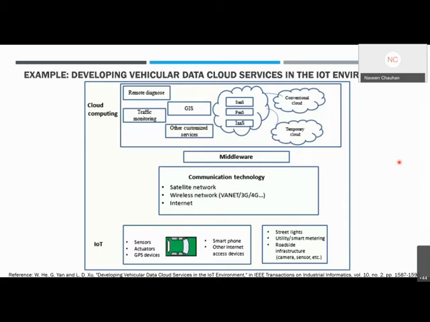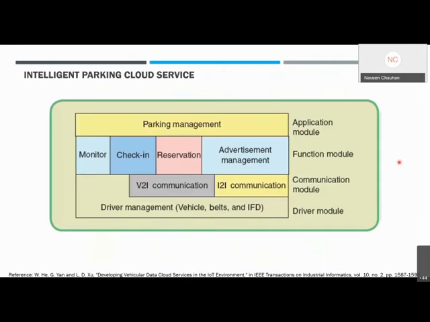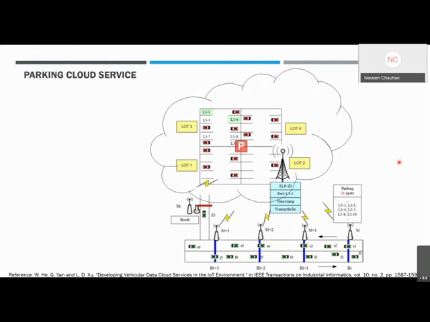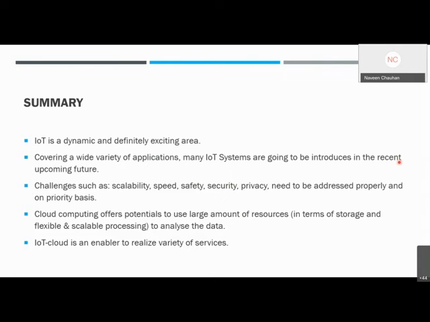I'm just concluding my discussion over here with this particular example. These are all related things, such as vacancy detection by the sensors. These are some of the case studies we can have: vacancy detection by the sensors in terms of finding the parking space in the parking lot basically. These are some of the examples, and you can also do some research on these particular areas, on what the different applications are.